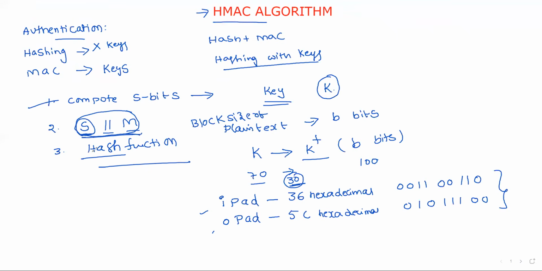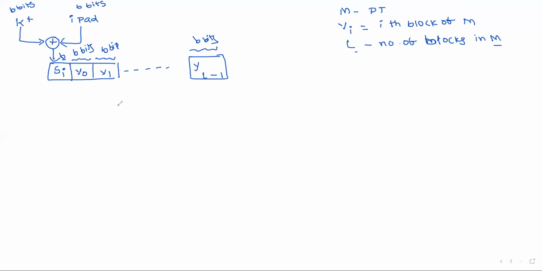That is appending. After appending, we have to apply the hashing function. So apply the hash function. For the hash function, we are providing some initial vector. The size of the initial vector is n bits. So what is n? Simply, n is the length of the hash code.